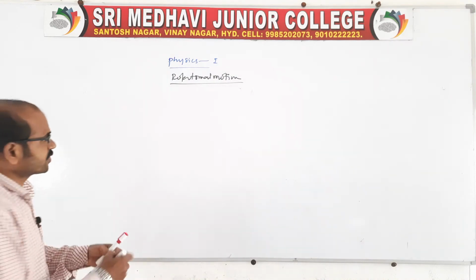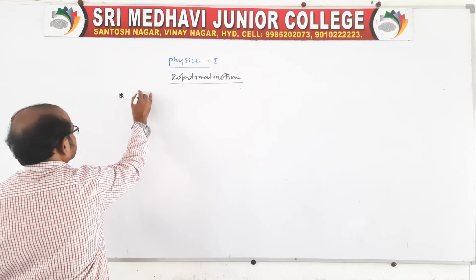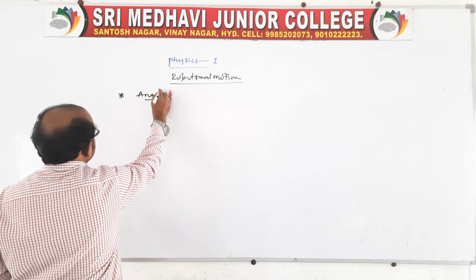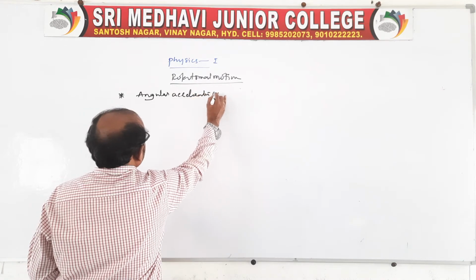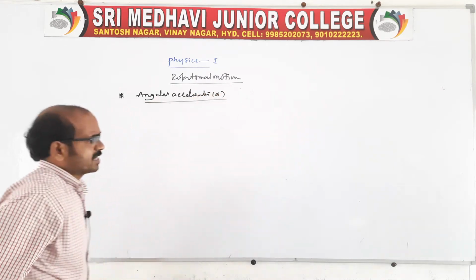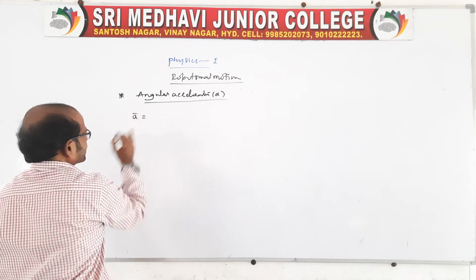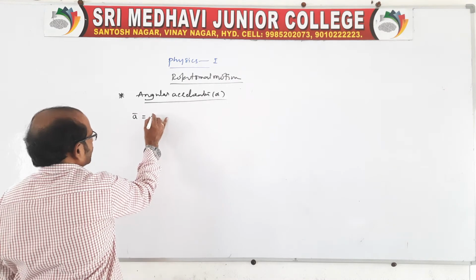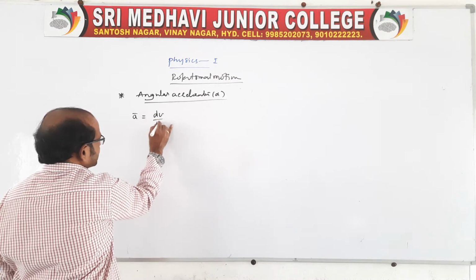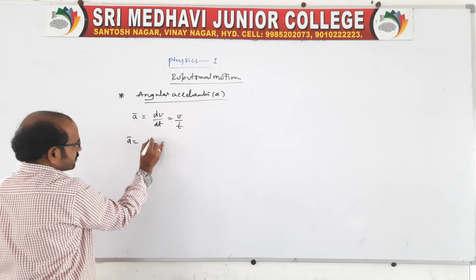Now let us go for the next one. Angular velocity, angular acceleration. Sir, what is angular acceleration? Alpha. So alpha is defined as, before that I'll tell you linear acceleration. a is equal to dv by dt, that is we can also say v by t. So a is equal to, we can also say, (v minus u) by t.